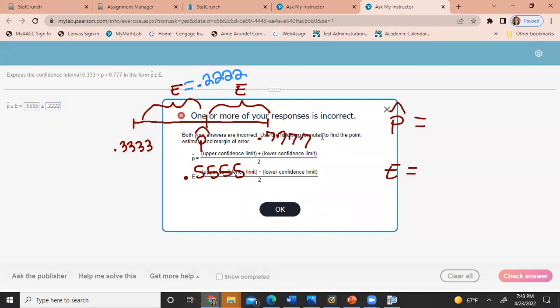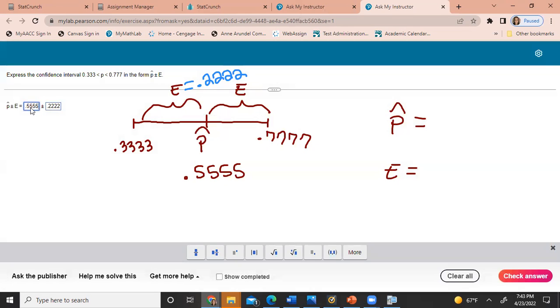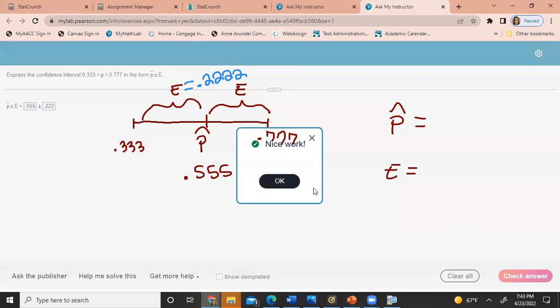What did I write wrong here? Let me see what I wrote wrong. Sorry, I was saying too many numbers. I'm losing it over here, guys. It's supposed to be 0.333, just three of them, and 0.777, just three of them. Okay, there we go. That should do the ticket.